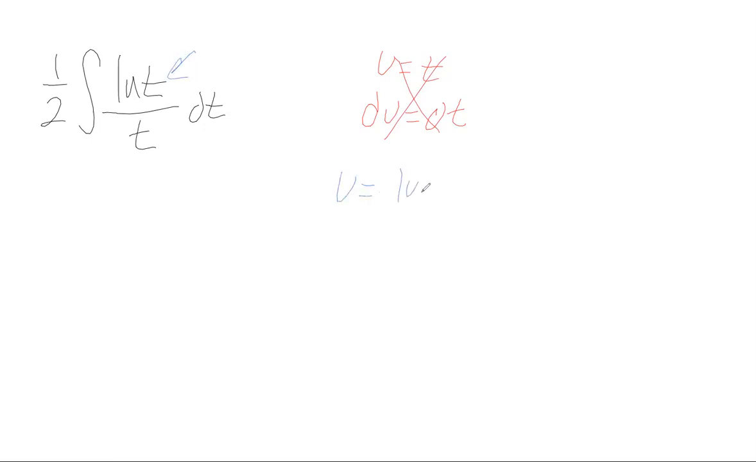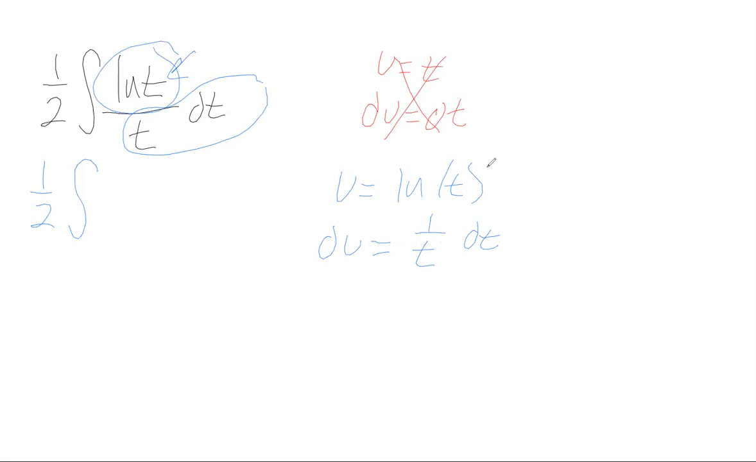U equals the natural log of t. Our du is going to equal 1 over t, the derivative of the natural log of t, then a dt. Good news, we have that piece right there. So this is 1/2 integral of, now this whole thing was our u, so there's going to be u times our du. Now remember, that's u to the first.